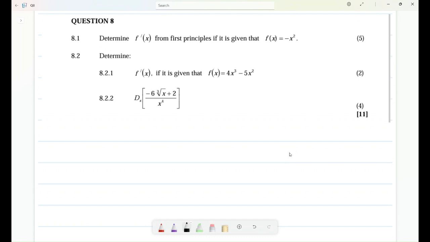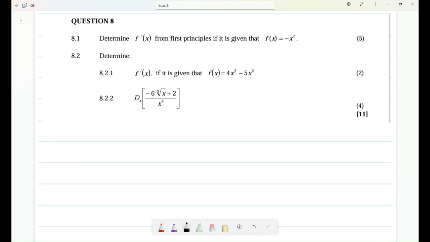calculus, normally question 8, it says to you now, determine the derivative of f, which is f prime x, from first principle. If it is given, they are asking you from first principle. We know that you know the rules, but use first principle. If it is given that f of x is equal to negative x squared.